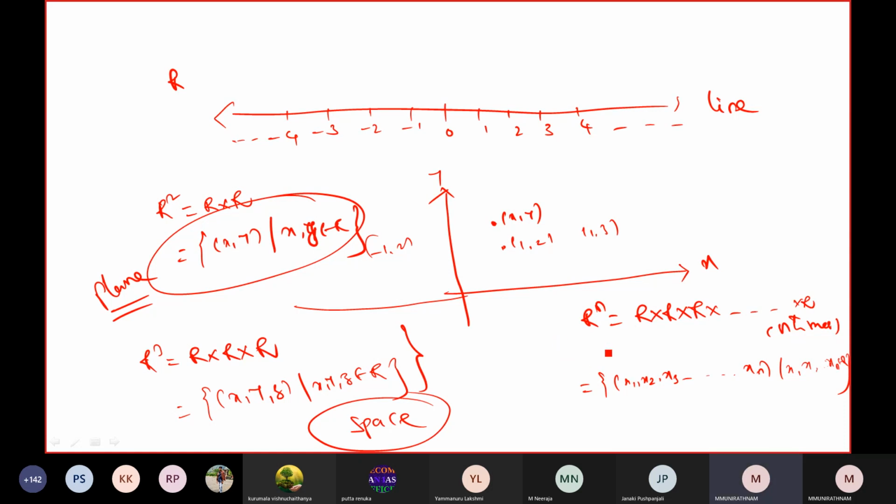This is n-dimensional space. Euclid introduced this, that's why it is called Euclidean space. Euclidean n-dimensional space.